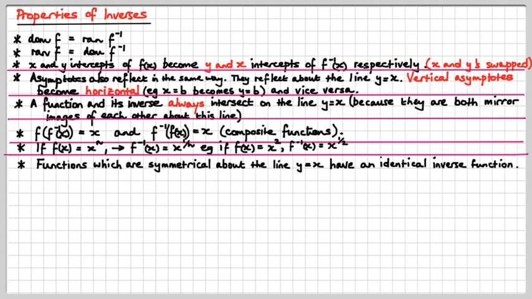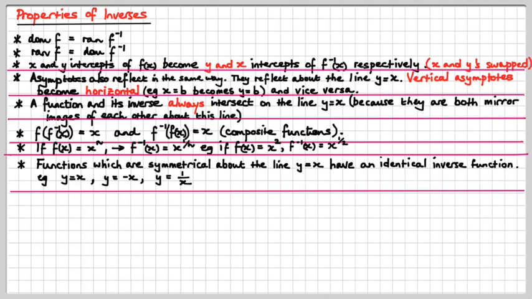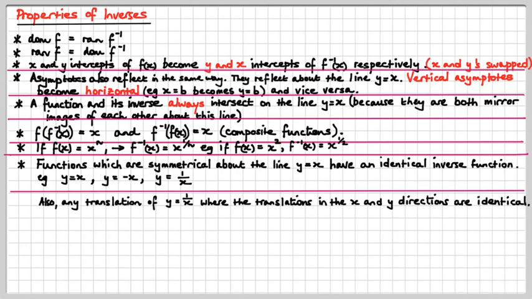Okay, excellent. Functions which are symmetrical about the line y equals x have an identical inverse function. Now that's pretty fascinating. Some examples of those would be y equals x, which is the line y equals x, but more particularly y equals minus x is an example of a function which is symmetrical about the line y equals x, and also y equals 1 over x is symmetrical about the line y equals x.